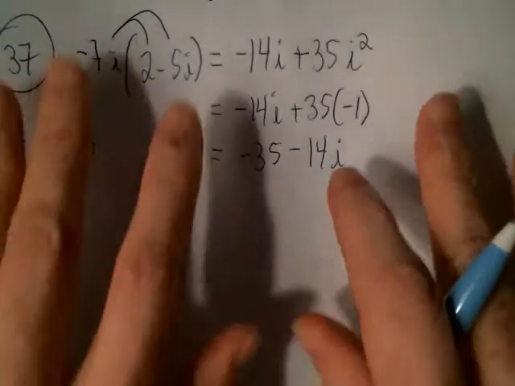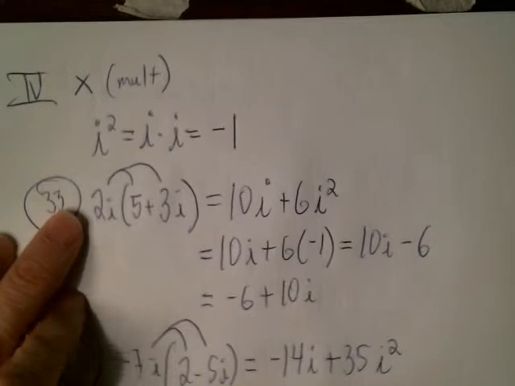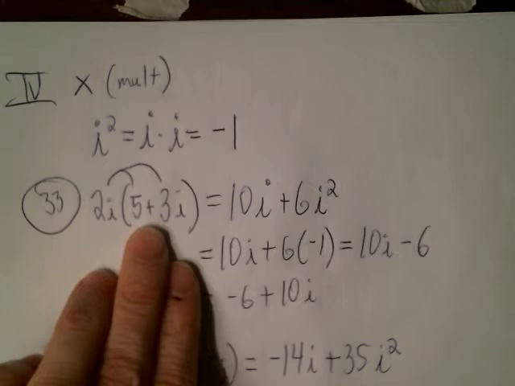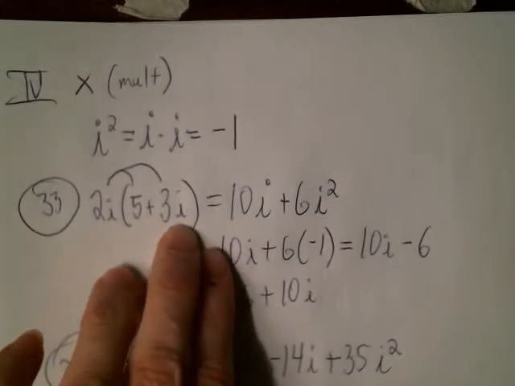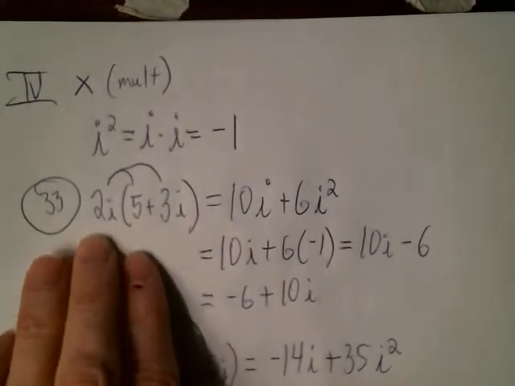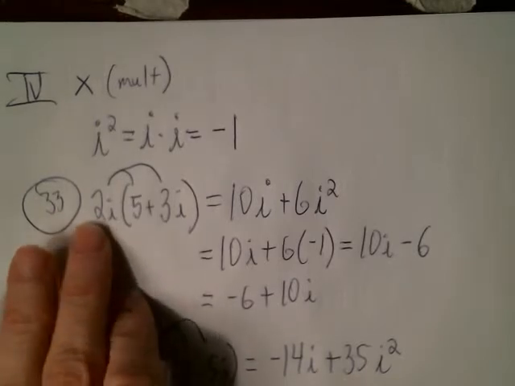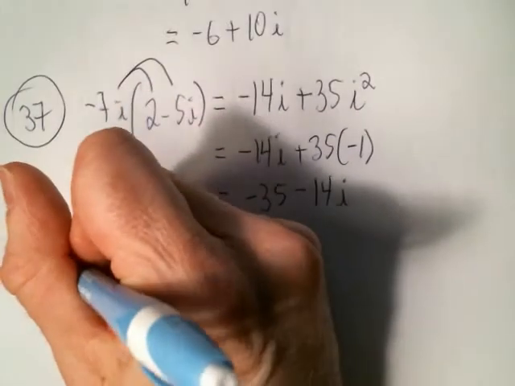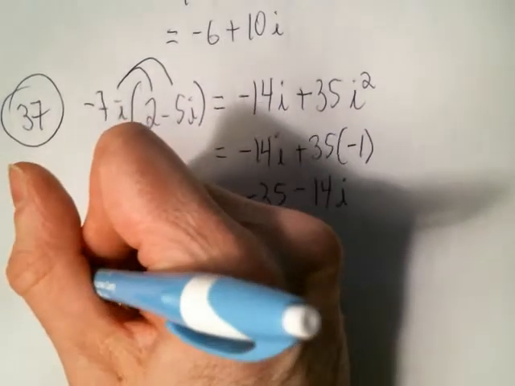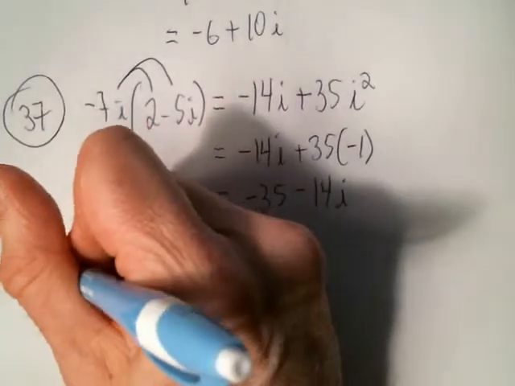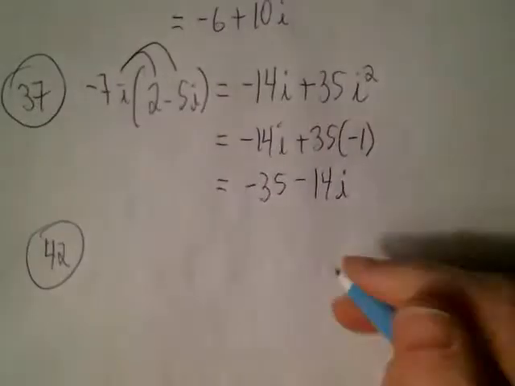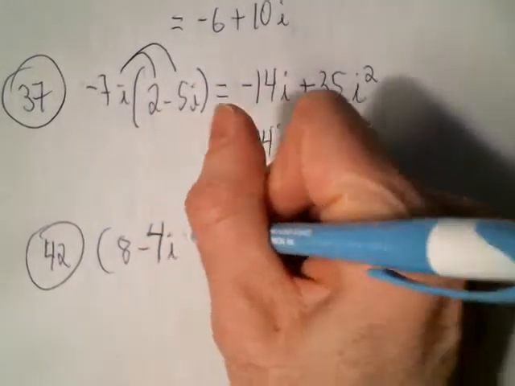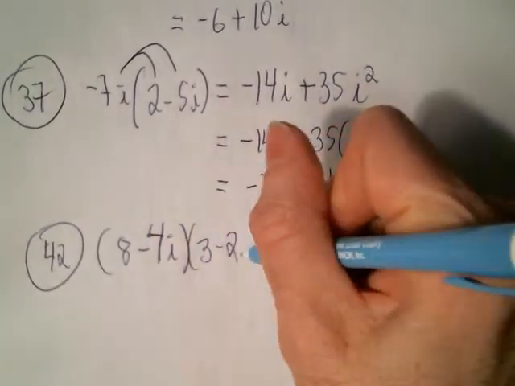Okay, so in these examples, there are two complex numbers here. One complex number is 2i. The other complex number is 5 plus 3i. When I multiplied them together, this first complex number only had the imaginary part, so it just came down to doing a distribution. But if both complex numbers have real and imaginary parts, you have to end up doing FOIL. Okay, so problem 42, we have 8 minus 4i, that should be a 4, times 3 minus 2i.